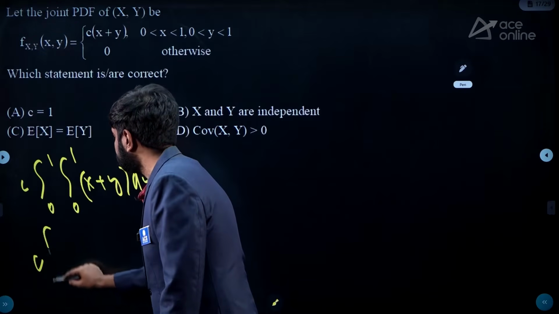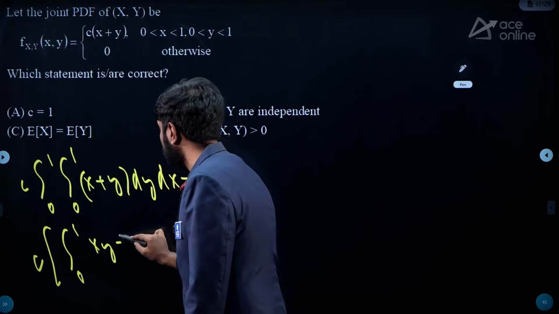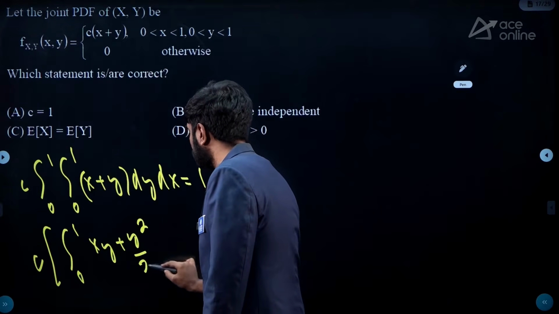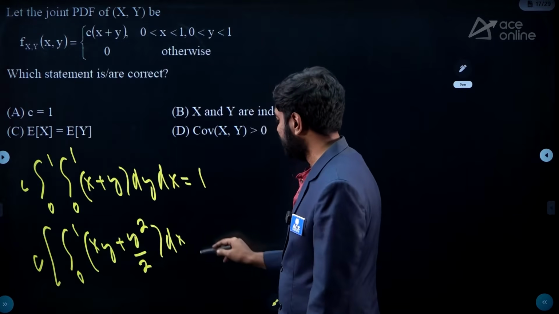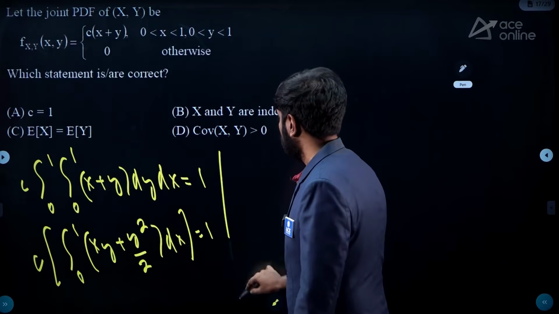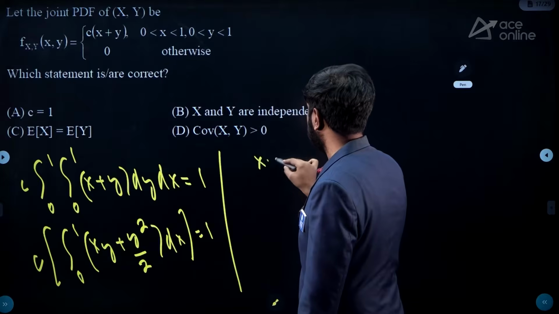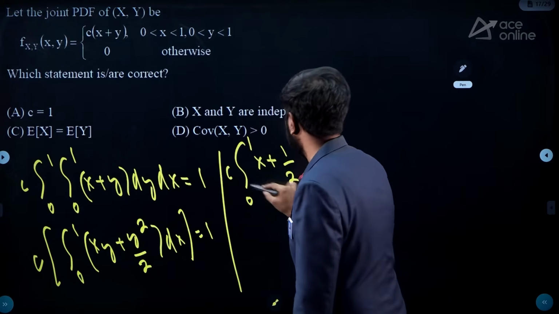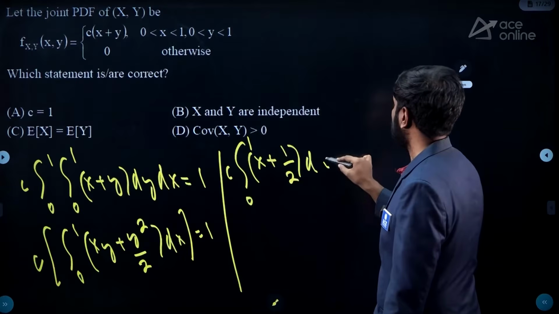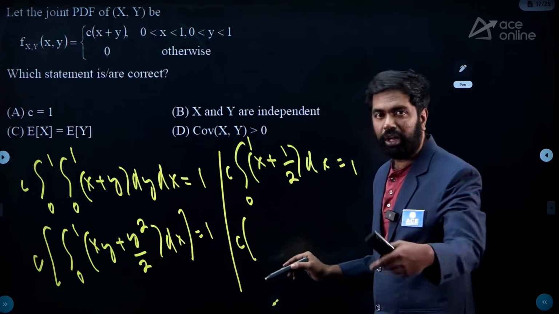So C into x from 0 to 1, the integration of this is xy plus y square by 2. There is one more integration which is left with respect to x. This has to be 1. So if you simplify this, when I put the limits of y, I get x plus 1 by 2, where x is from 0 to 1, you have c, and then this integral value has to be now equal to 1. C into x integration is x square by 2.